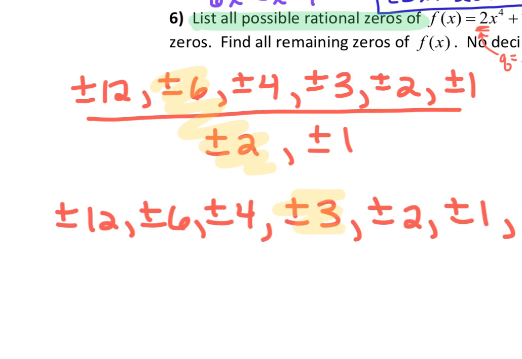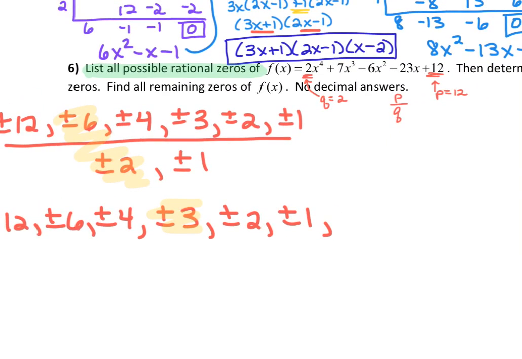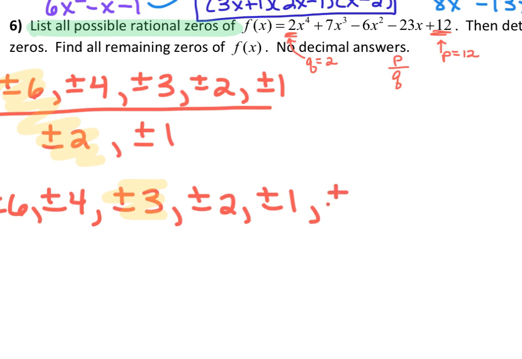12 over 2 is 6. 6 over 2 is 3. I've already got both of those. 4 over 2 is 2. I've got that. But I don't have 3 over 2. So plus or minus 3 over 2. 2 over 2 is 1, so I've already got that. And then 1 over 2, which I don't have, so plus or minus 1 over 2.